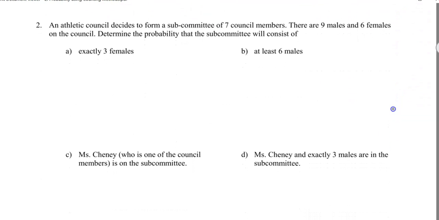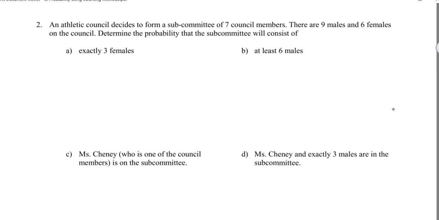An athletic council decides to form a subcommittee of 7 council members. There are 9 males and 6 females on the council. Determine the probability the subcommittee will consist of... So a subcommittee implies that there is no particular order. It's not that the first person chosen will be the president, the second person the vice president, etc. When you're forming a subcommittee, order does not matter. That makes this combinations.